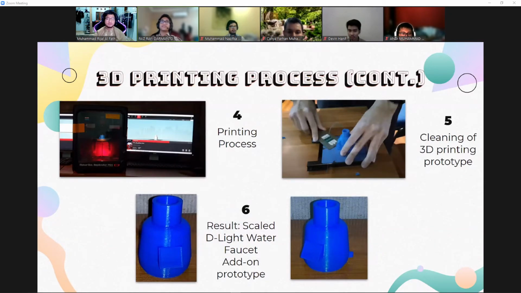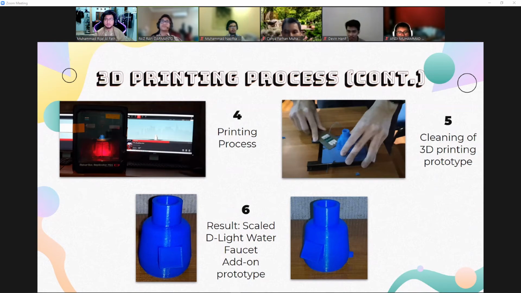After we adjust the settings in the software, we then conduct the printing process itself. For our product, the process took about 2 to 3 hours, but our product we print on a small scale as we want to evaluate the actual shape and the design of the product itself.